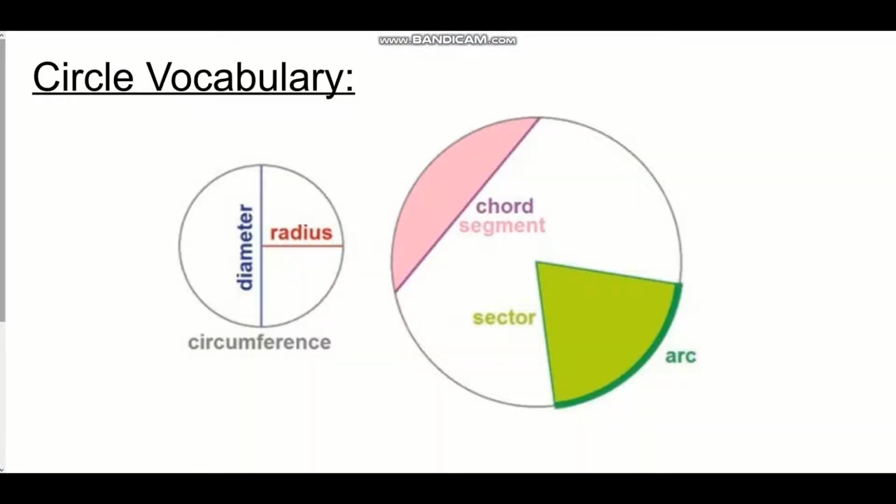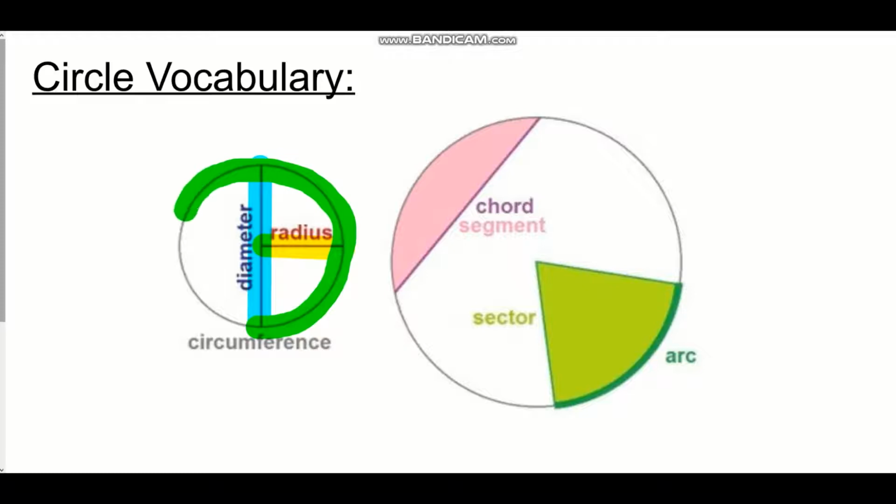So what's important to start with is that you understand some circle vocabulary. On the left-hand side circle, these are the terms that you should know from National 4. Hopefully you know that the radius is a line that goes from the center of the circle out towards the outside of the circle, and it touches the outside edge. The diameter goes from one edge of the circle through the center to the other edge of the circle, and then the circumference is the distance all the way around the outside of the circle.